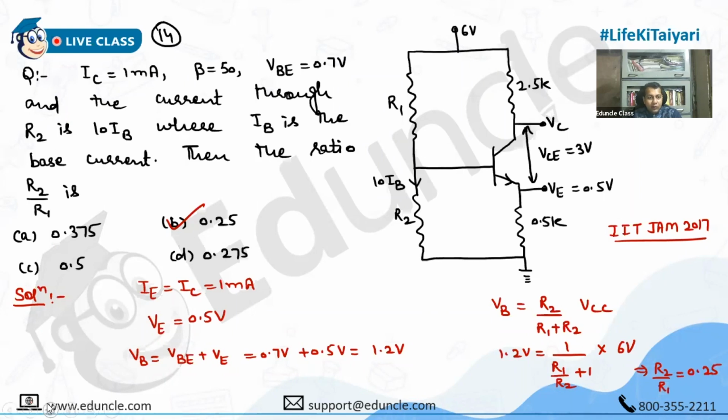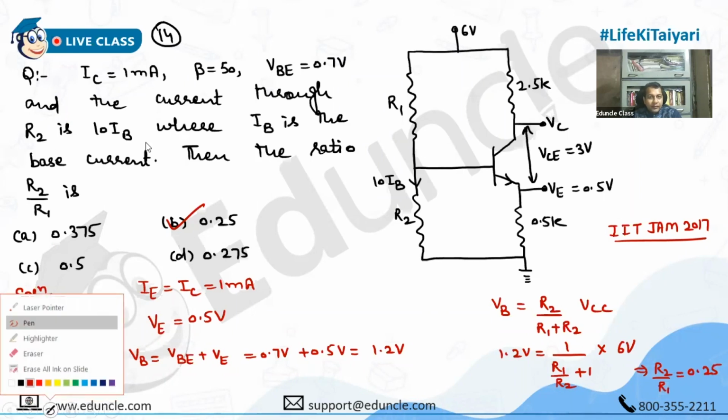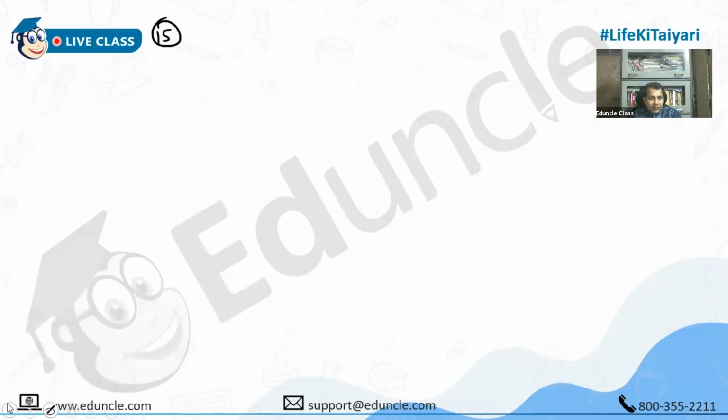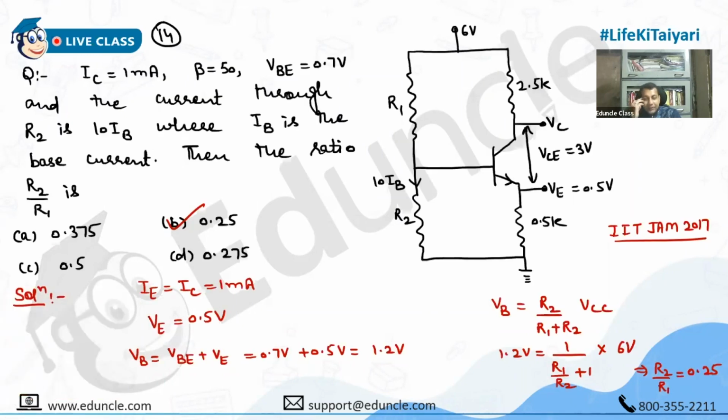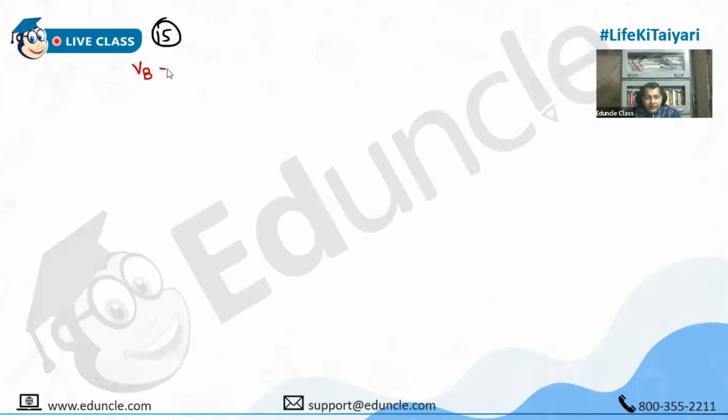Earlier also, I told you about this. Now, let us see how this can help us in getting the exact values. So this is 10 IB, na? So what will be the voltage drop across R2? It will be 10 IB into R2, and that can be taken as the base voltage. Yes, sir. Because the voltage drop across R2 is the base voltage. And this is 1.2 volt.